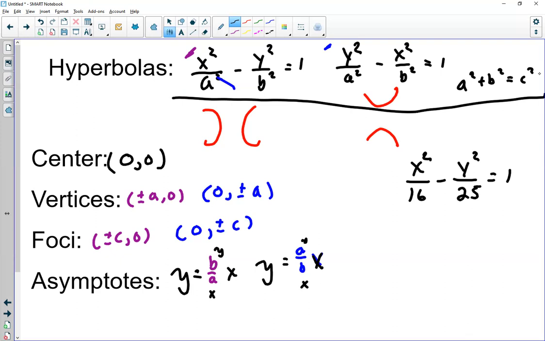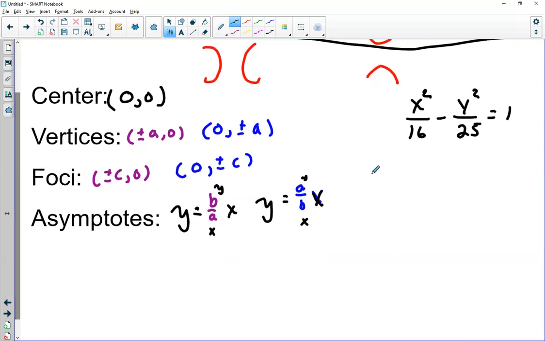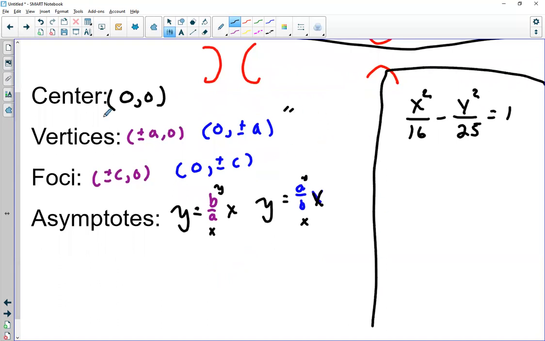Okay, so let's do this one on the right. X squared over 16 minus y squared over 25 equals 1. We need a center, we need the vertices, we need the foci, and we need the asymptotes. Center, always a freebie, 0, 0.